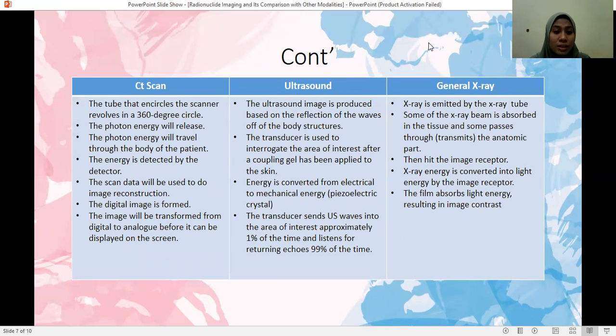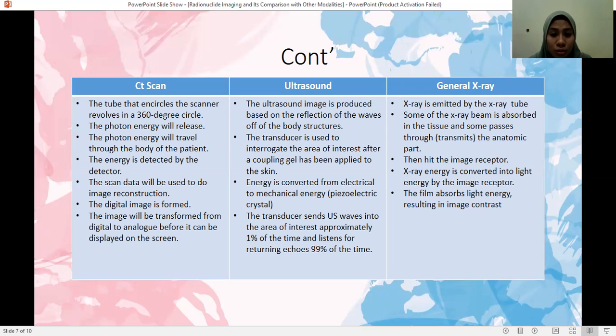So for the CT scan, the tube that encircles the scanner revolves in a 360-degree circle. The photon energy will be released and travel through the body of the patient, and the energy is detected by the detector. The scan data will be used for image reconstruction and a digital image is formed. The image will be transformed from digital to analog before it can be displayed on the screen.